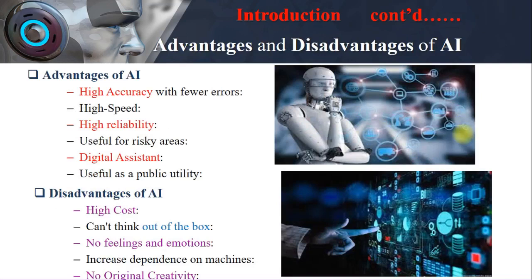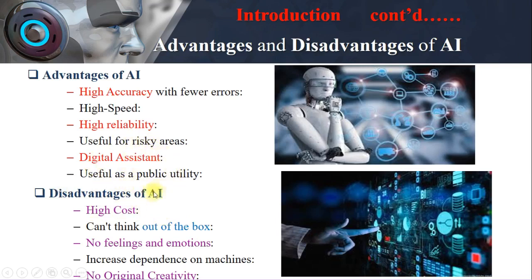When we see the advantages and disadvantages of artificial intelligence, the advantages are obvious. It performs tasks very accurately, with fewer errors, and it can perform different tasks at very high speed. It is reliable, and it can perform tasks that can be risky for humans. That means artificial intelligence can perform more than human intelligence and the like.